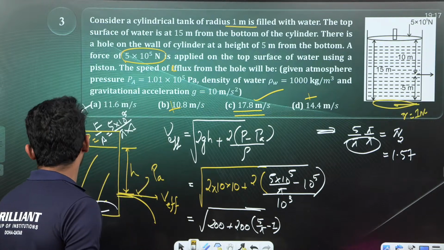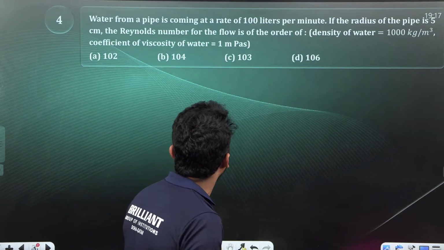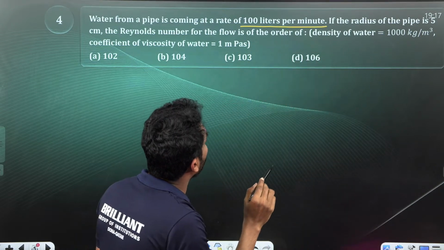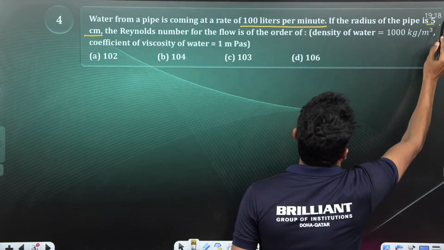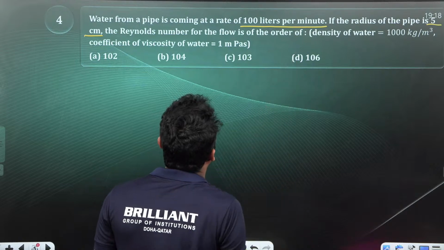Very good. The next question, fourth. Water from a pipe is coming at a rate of 100 liters per minute. If the radius of the pipe is 5 centimeter, the Reynolds number for the flow is of the order of.